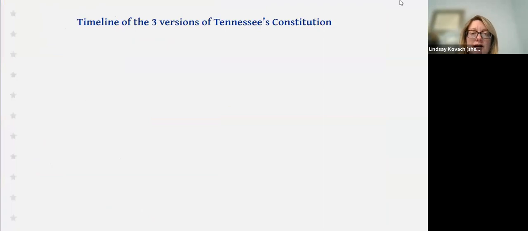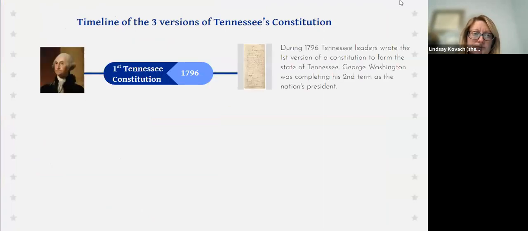So the timeline of the three versions of our Tennessee Constitution. First, the first Constitution was written in 1796, and George Washington was finishing up his second term as the president. During 1796, Tennessee leaders wrote the first version of the Constitution to form the state of Tennessee.